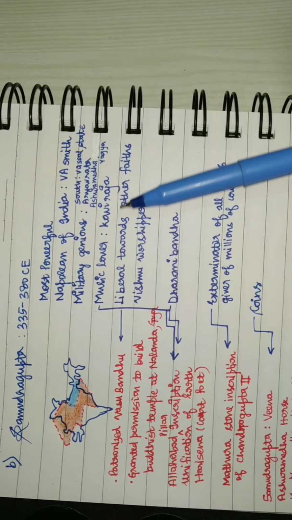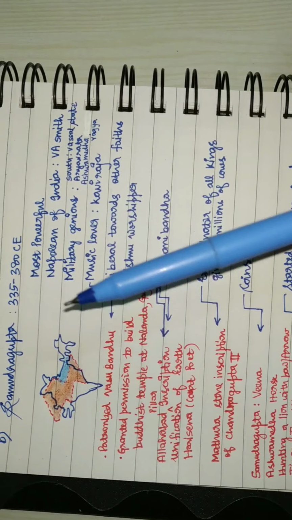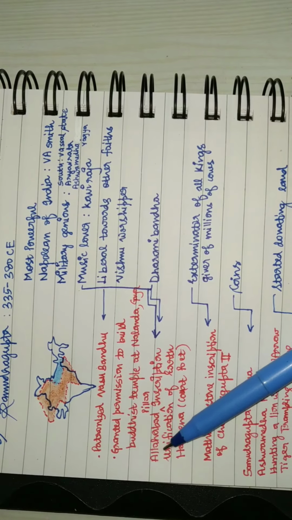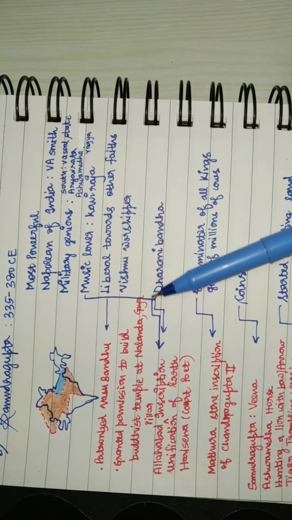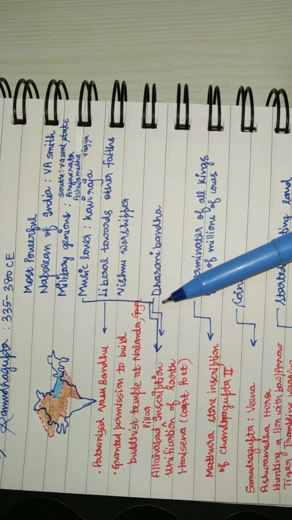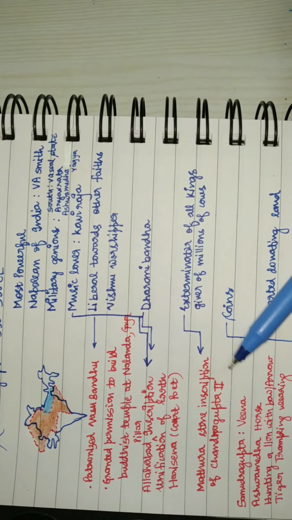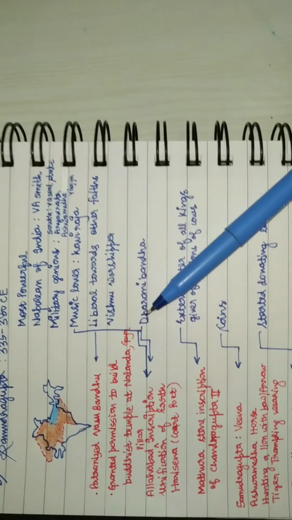Apart from being a military genius and Napoleon of India, Samudragupta was a great music lover. He is termed Kaviraj by one of his court poets, Hari Sena, as seen in the Allahabad pillar inscription, and he is termed Dharani Bandha. Dharani is earth and Bandha means unification. He wanted to conquer the whole of earth, right?